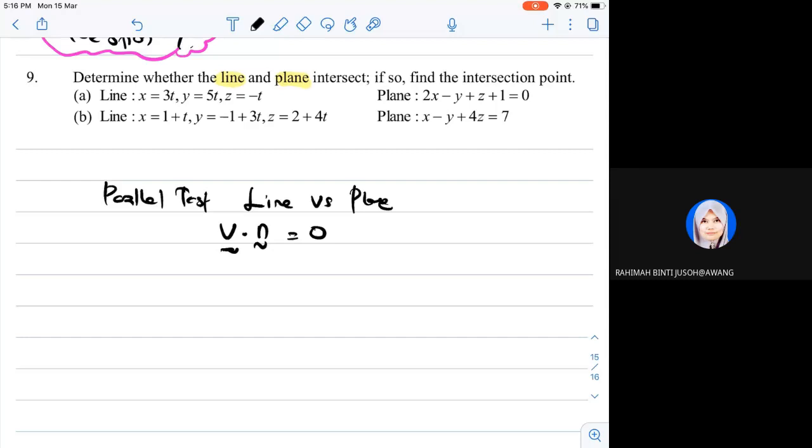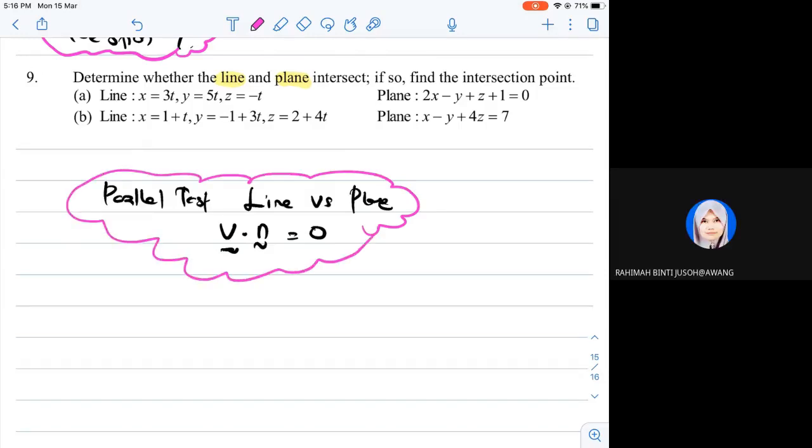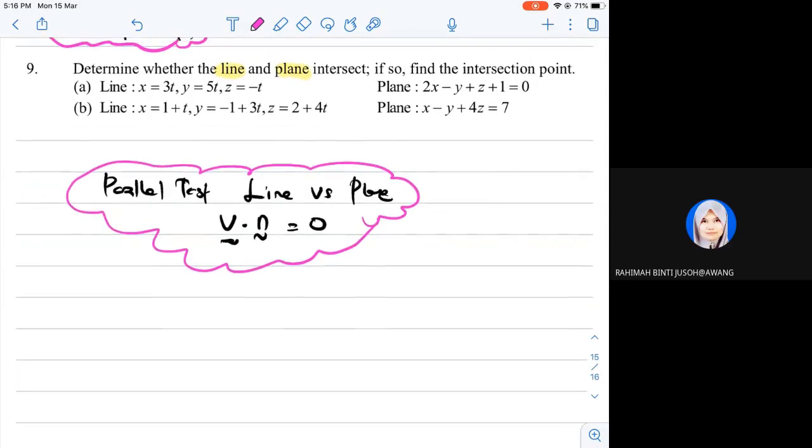So dalam kes ni soalan dia suruh test whether the line and plane intersect, maksudnya kita kena tunjukkan dia tak sama dengan 0. Boleh faham? Sebab kalau sama dengan 0 dia parallel, tapi dalam soalan ni kita nak test dia intersect. So kita kena show kan kalau dia intersect maksudnya V dot N tak sama dengan 0. Okay, so that is answer question A.